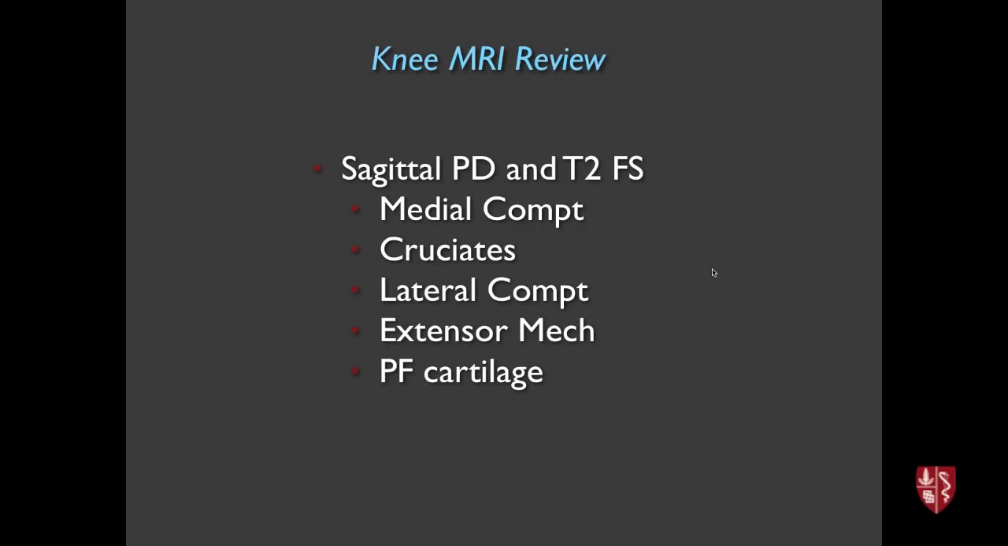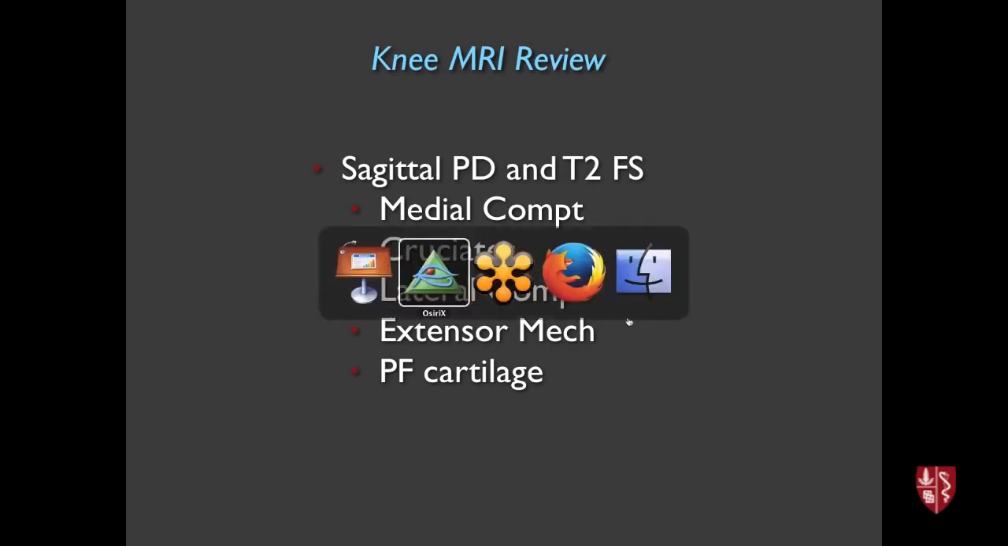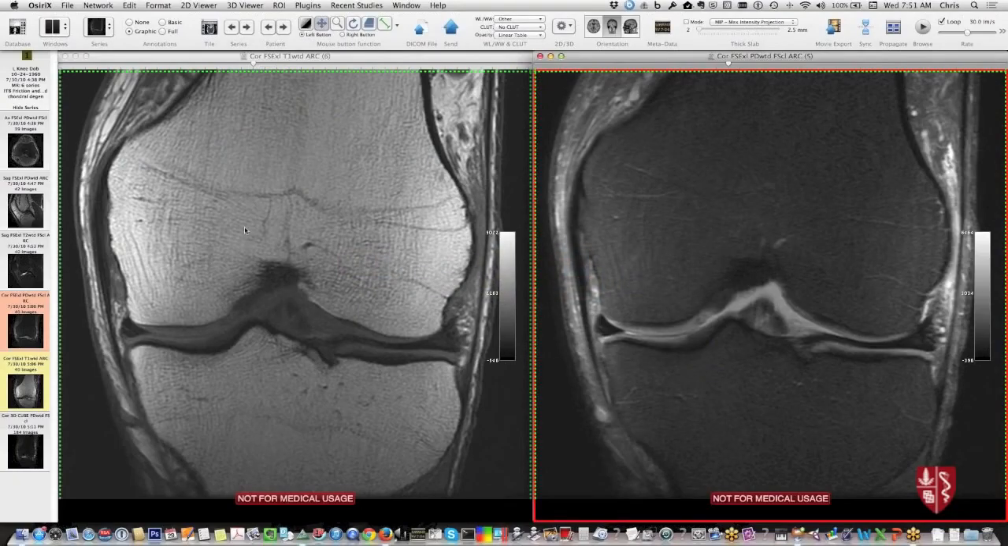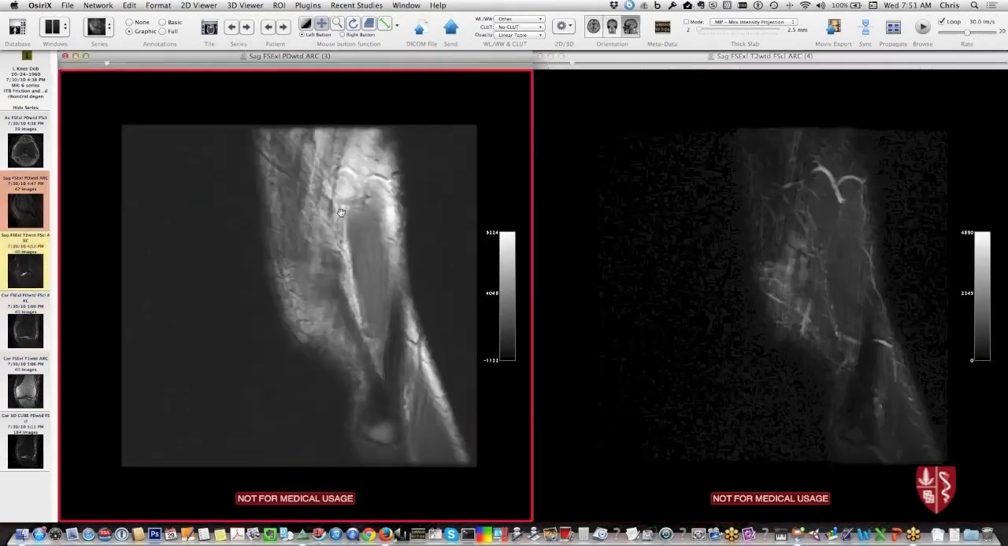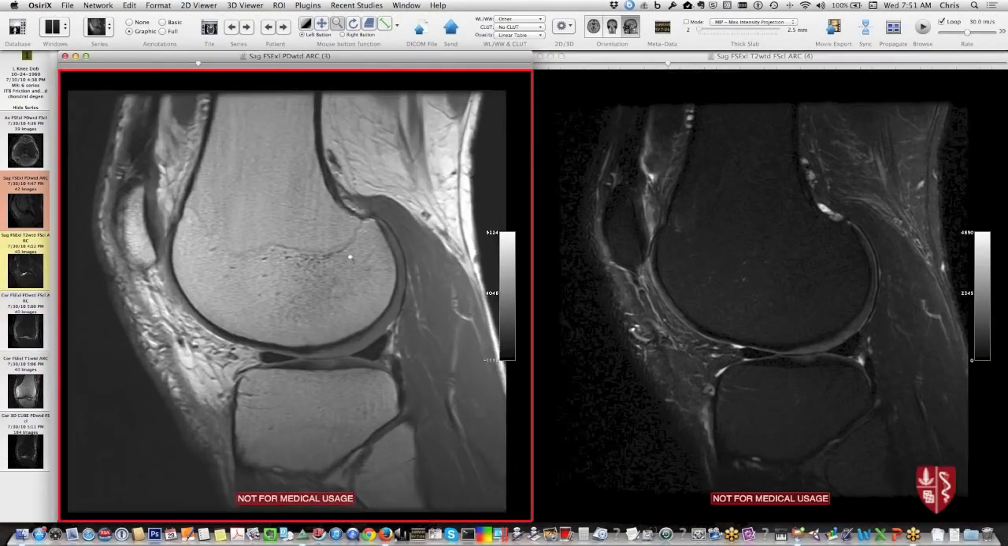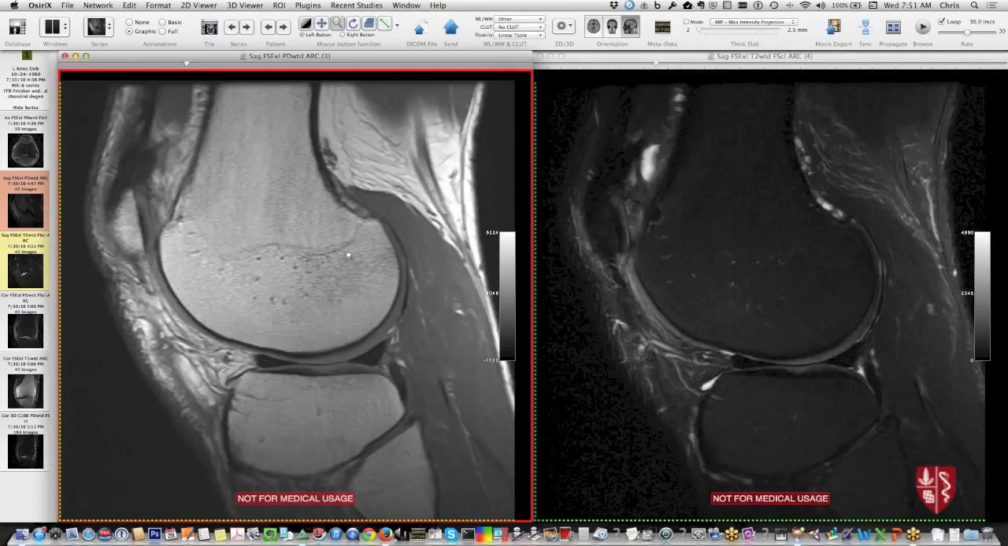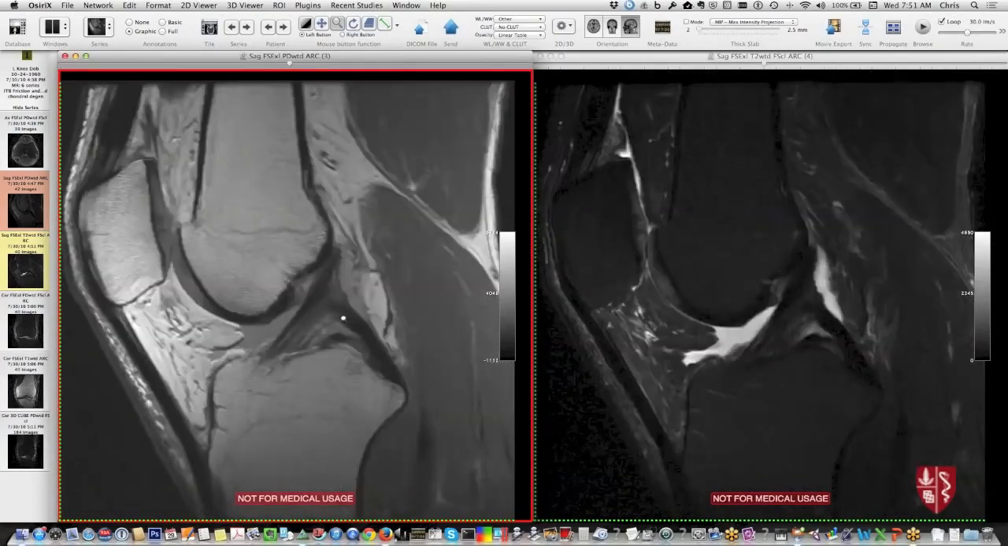Okay, so I'm going to go back through and go through the medial compartment, looking at the meniscus and the cartilage again. I'll sweep through the intercondylar notch, looking at the cruciate ligaments. Then I go to the lateral compartment, and then we'll turn our attention to the extensor mechanism and the patellofemoral cartilage. So if I switch this to sagittal, here's the lateral compartment, and I'm going to go over to the medial compartment.